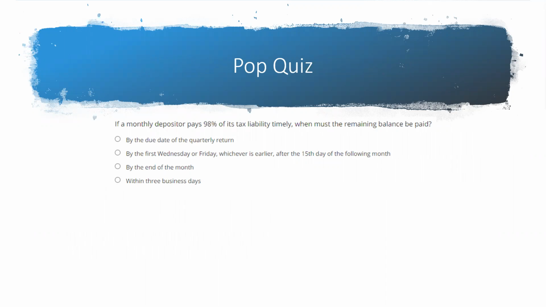All right, pop quiz. If a monthly depositor pays 98% of its tax liability timely, when must the remaining balance be paid? So it can be by the due date of the quarterly return, which would be the Form 941, by the first Wednesday or Friday, whichever is earlier, after the 15th day of the following month, by the end of the month, or within 3 business days. So again, they're a monthly depositor and they paid 98% of its tax liability timely, but there's this little 2% hanging out that they still owe. So when must they pay it?